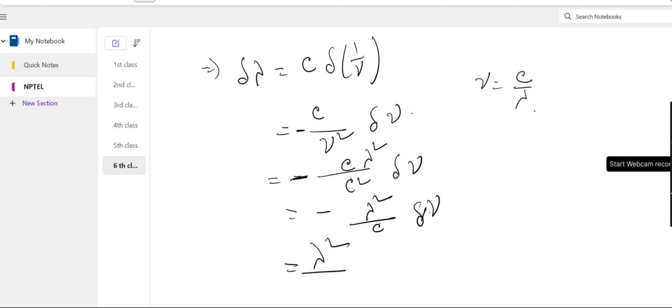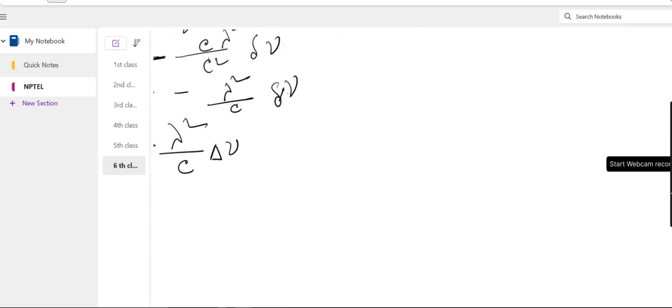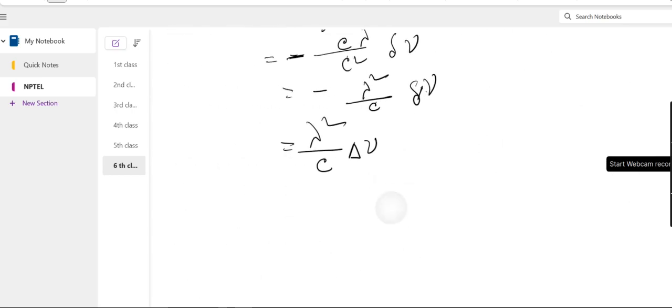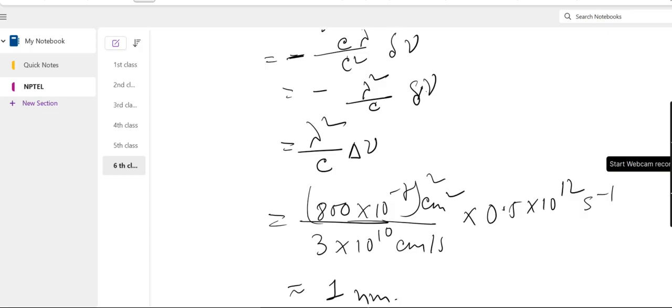So basically it is lambda square by c delta nu, and if you put all these values directly here, you will also get it. So it is (800 nanometer) whole square, c is equal to 3 × 10^10 centimeter per second, times 0.5 terahertz, which is second inverse, so you will also get here 1 nanometer.